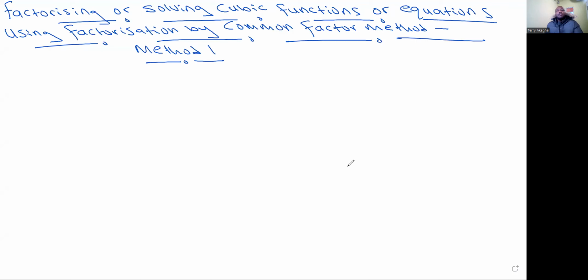So we're talking about factorizing or solving a cubic function or equation using the factorization by common factors method. This is the first method. I'm going to talk about other methods in the subsequent series.